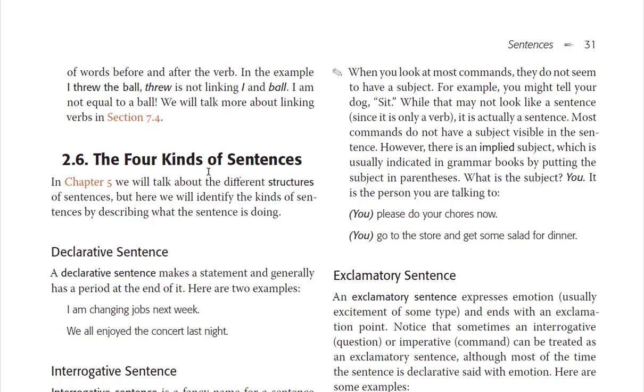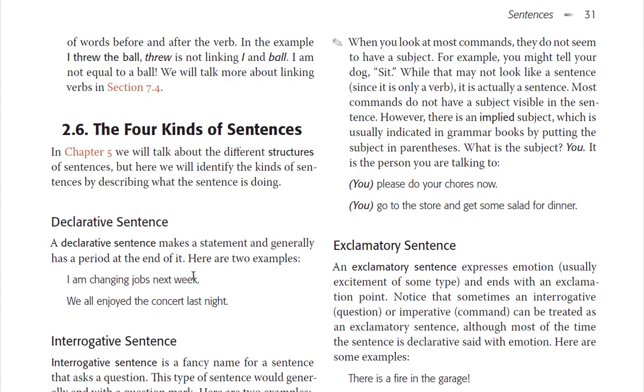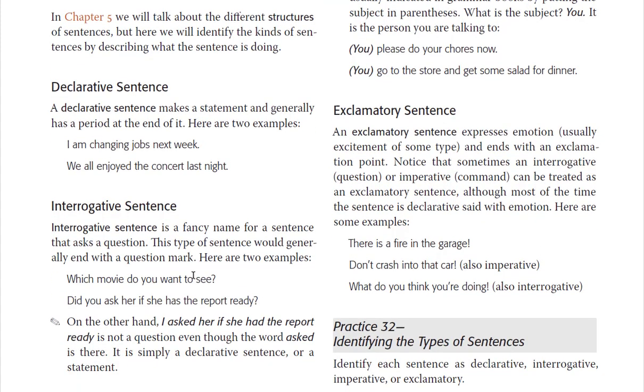So the 4 kinds of sentences. You can have a declarative sentence. A declarative sentence, like your thesis statement, for example, makes a statement and generally has a period at the end of it. I am changing jobs next week. We all enjoyed the concert last night.